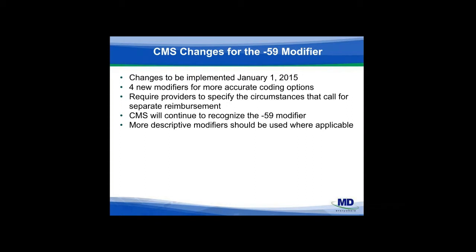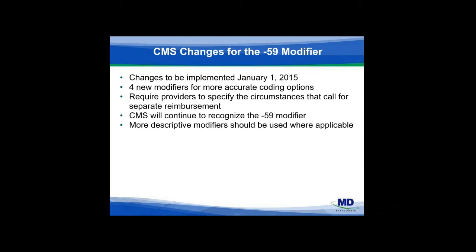One of the other significant changes in the Medicare provisions is the change to the 59 modifier. These changes are going to be implemented January 1st, 2015, and will include 4 new modifiers to allow more specificity and granularity in the coding process for those procedures where providers are saying the services are separate and exclusive. These are referred to as the XEPU modifiers, and they're going to require providers to specify the circumstances that call for the separate reimbursement that was historically covered by the 59 modifier.